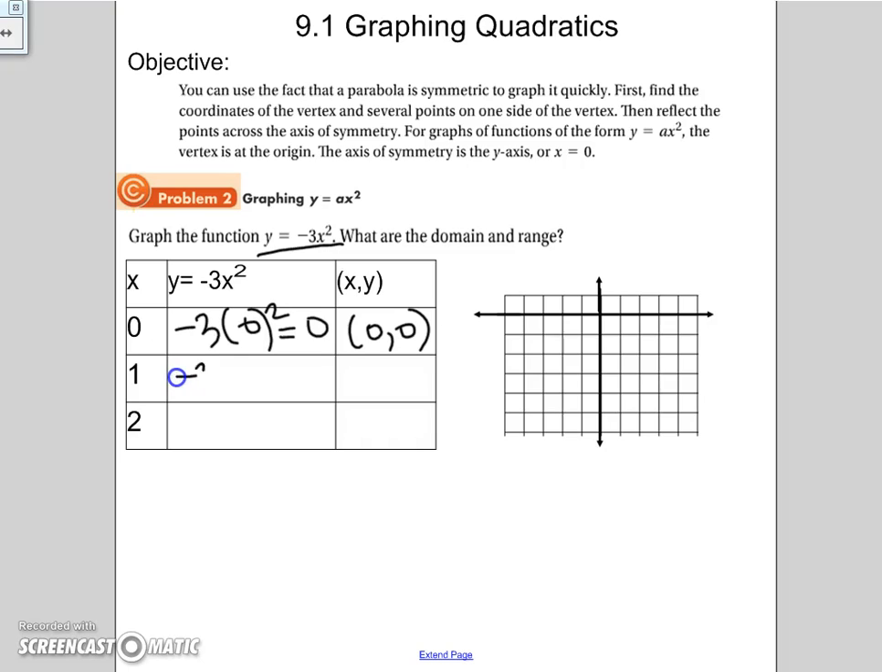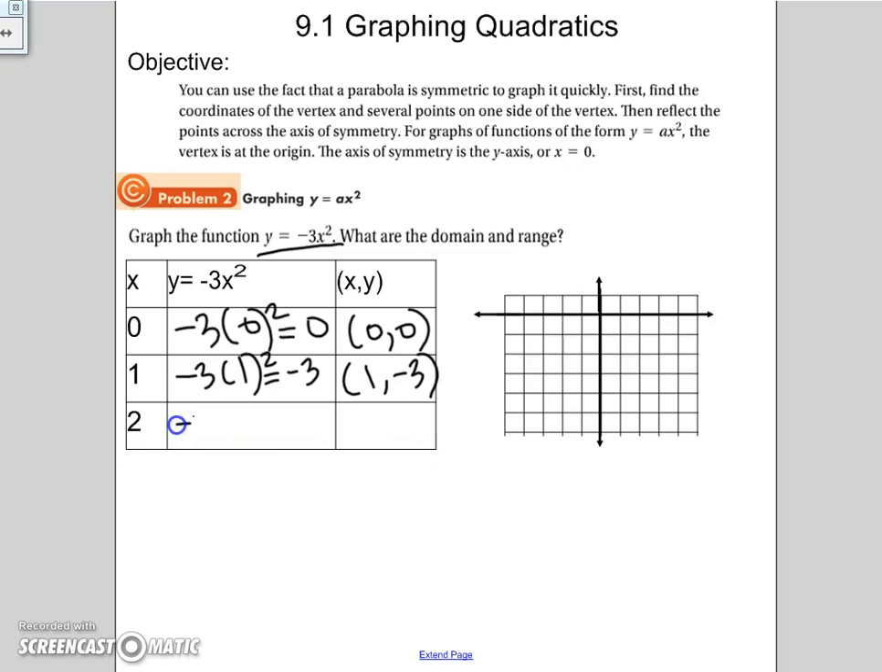So now you will be plugging in a 1. Notice when I plug in, I am putting it in parentheses. Order of operations matter here. So you would do 1 squared, which is 1 times negative 3. That gives you negative 3. So our next point, x was 1. We just found that y is negative 3.